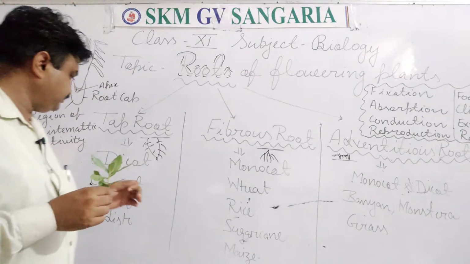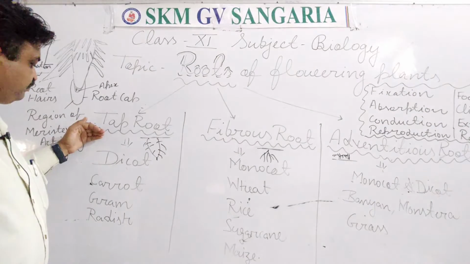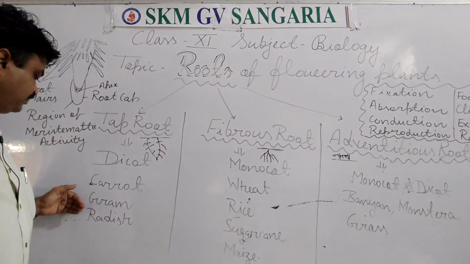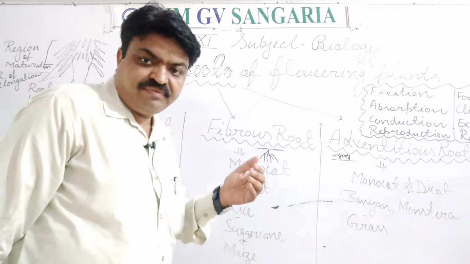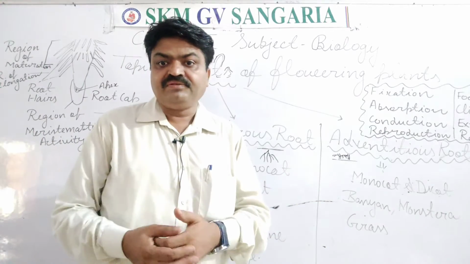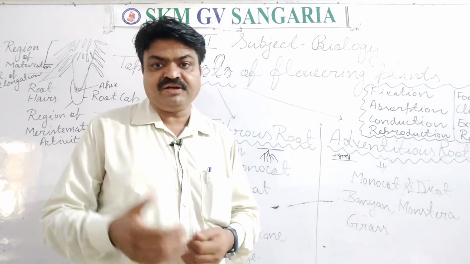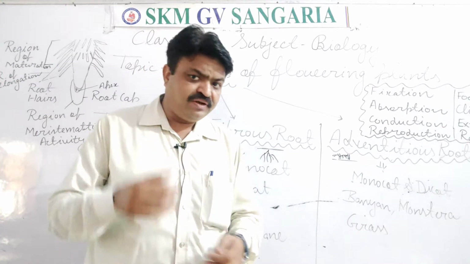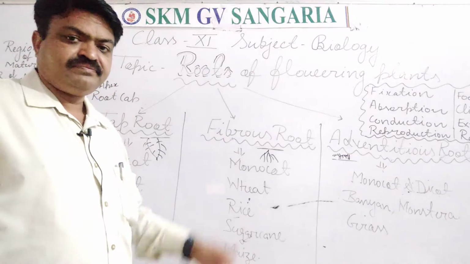The examples of taproot plants are carrot, gram, radish, mango, guava, and apple. These are examples of plants that have taproots. Now we come to the next, the fibrous root.